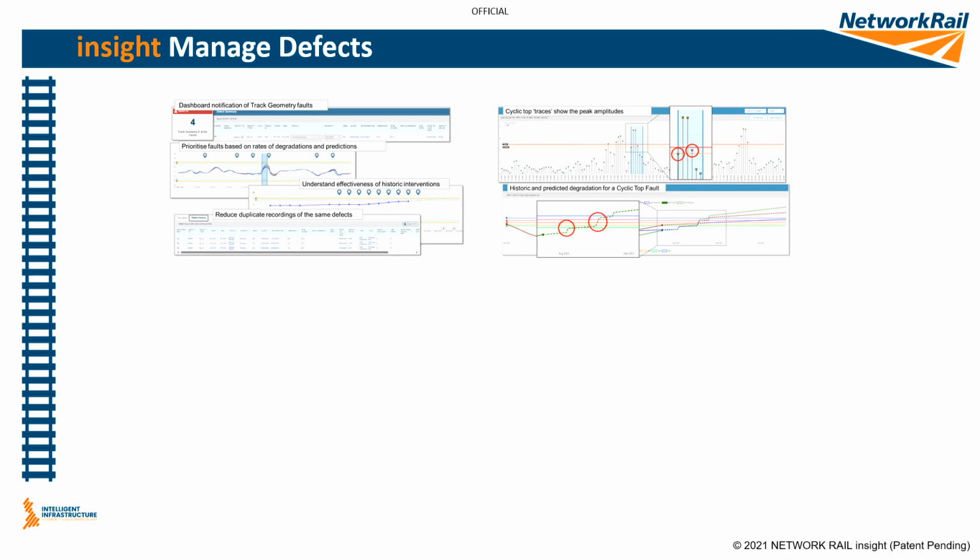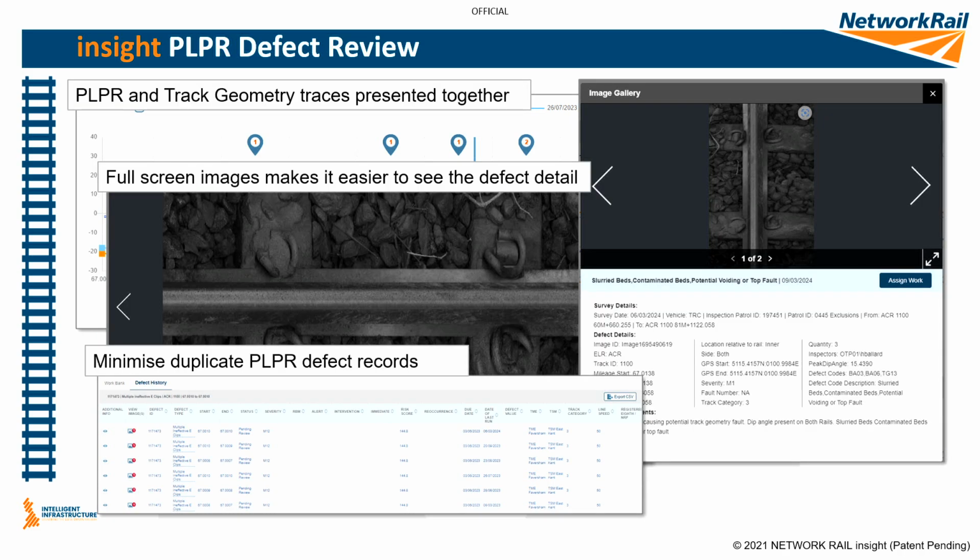So as well as cyclic top, we've got PLPR. So we bring in our PLPR defects, so you get the advantage of better images. So we can blow them up to full screen. We've had lots of feedback that's really helpful. We present that against the geometry data, which is useful. You can start to see how that PLPR defect is having an effect on the performance of the track.